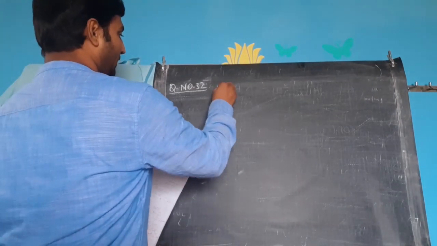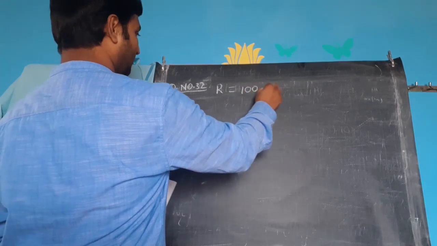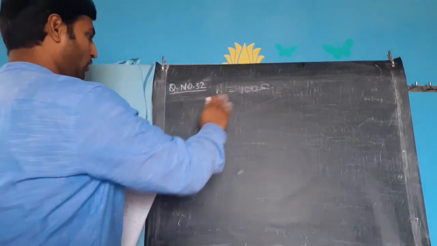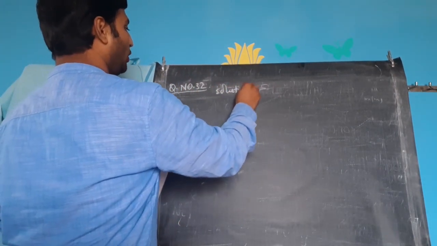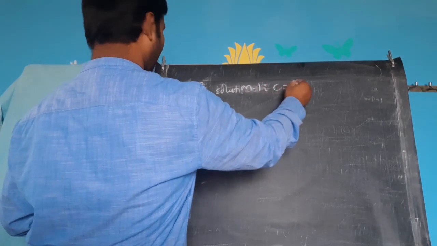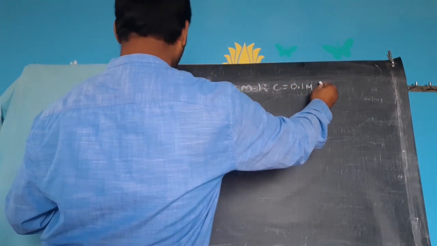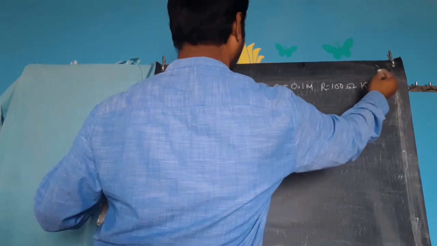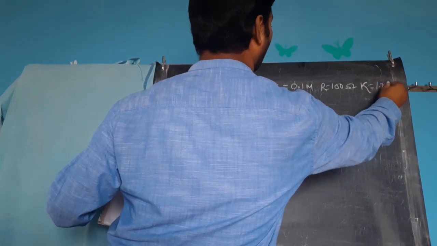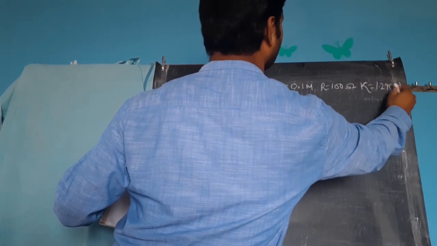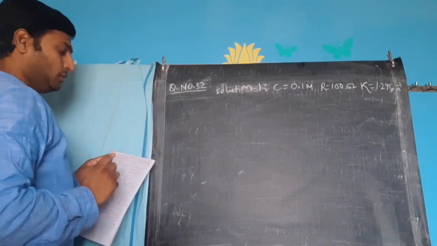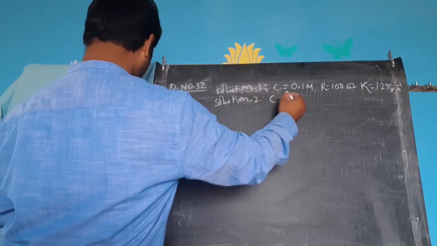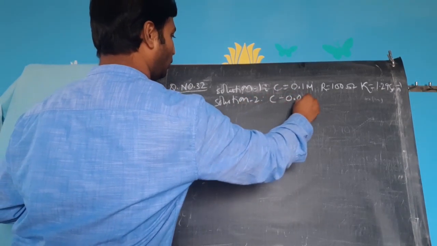See, resistance of an electrolytic conductor is given 100 ohms. Here if you notice, two solutions are given. Solution 1, where concentration is 0.1 molar, resistance is 100 ohms, and conductivity kappa is 1.29 Siemens meter inverse. SI units are given, be careful. Then he has given another solution, solution 2, where its concentration is 0.02 molar.